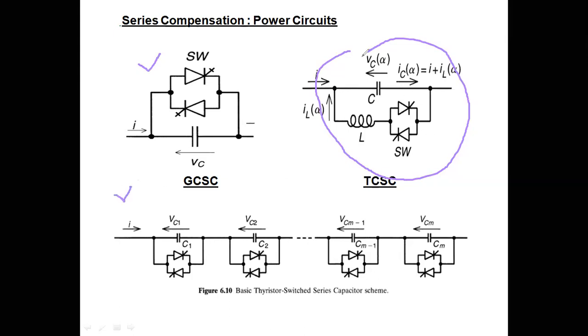But we don't need that, okay? Generally, in the case of TCSC, you can make the entire circuit inductive in nature. You can see that that is TCSC. For theoretical purposes, we can analyze this TCSC.